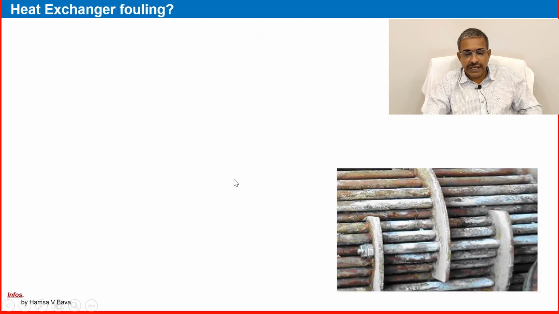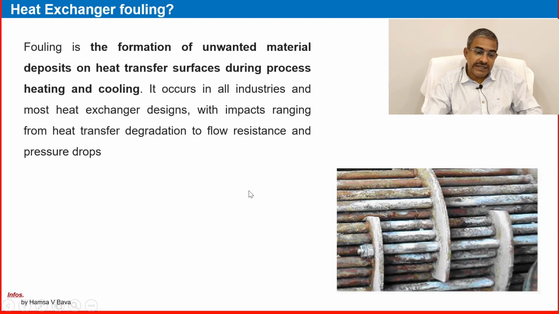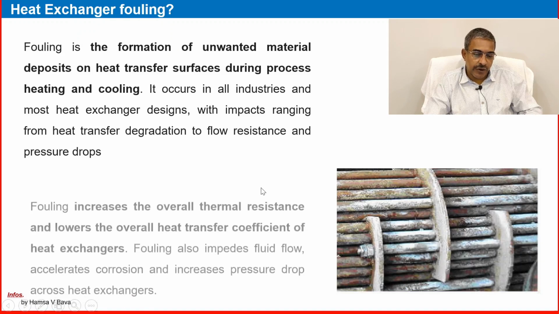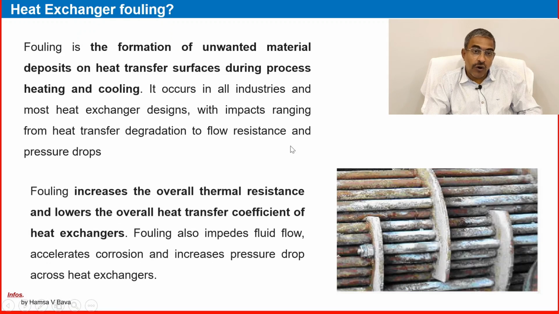So next is heat exchanger fouling. This is a simple representation of heat exchanger fouling. Fouling is the formation of unwanted material deposit on the heat exchanger surface during the process of heating and cooling. It occurs in all industries and most heat exchanger designs, with impact ranging from heat transfer degradation to flow resistance and pressure drop. Fouling increases the overall thermal resistance and lowers the overall heat transfer coefficient of the heat exchanger.